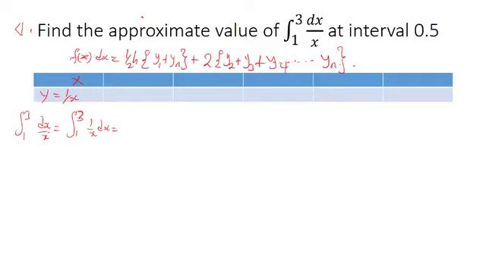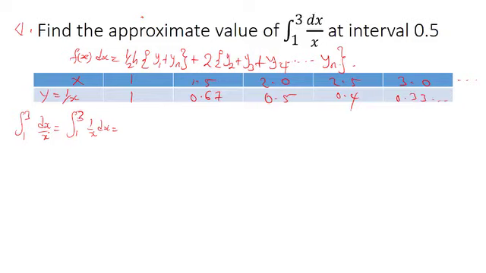So if this is 1, 1.5, interval of 0.5, this should be 2.0, 2.5, 3.0 continuously. And at this point, we have 1 over x: 1 over 1 is 1. 1 divided by 1.5 is 0.67. 1 divided by 2 is 0.5. 1 divided by 2.5 is 0.4. And 1 divided by 3 is 0.33 approximately.